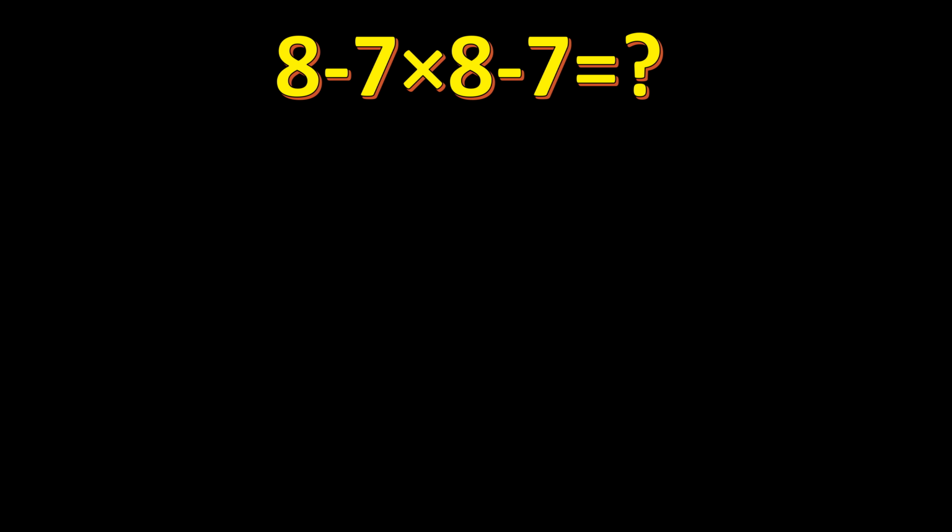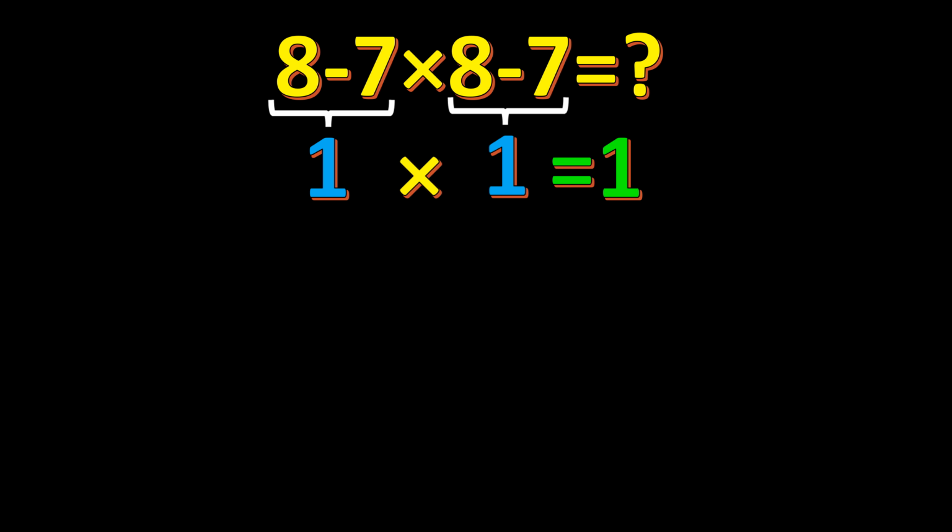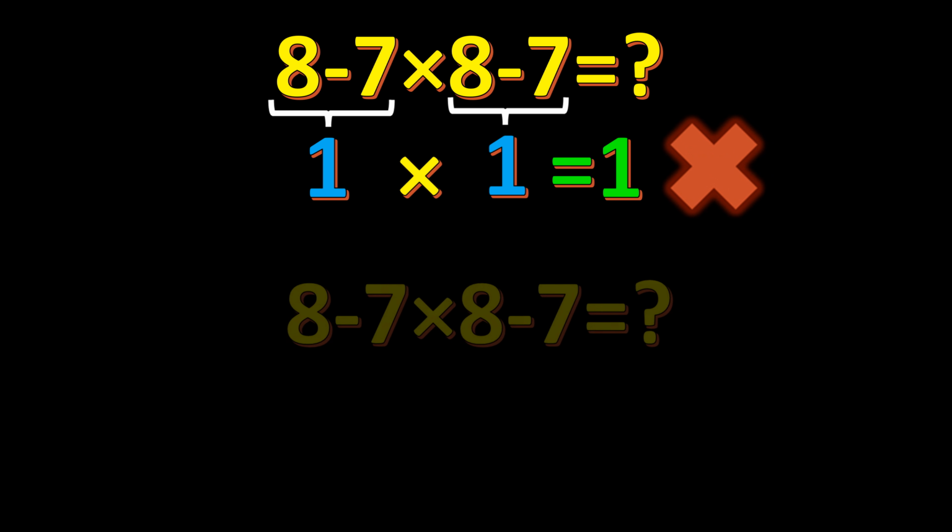Now let's make the question a little more complicated. 8 minus 7 equals 1, and again 8 minus 7 equals 1, and the product of 1 and 1 equals 1. But this answer is wrong. Let's go and solve it correctly.